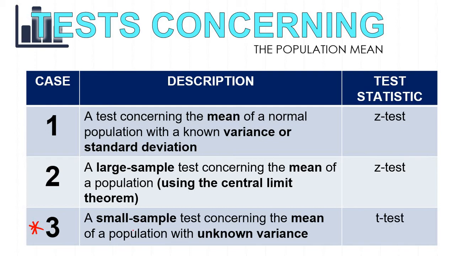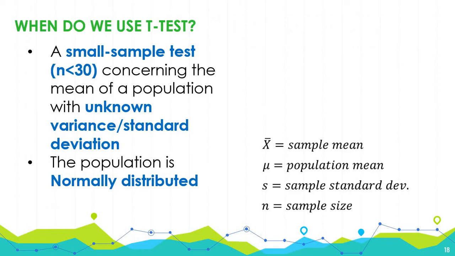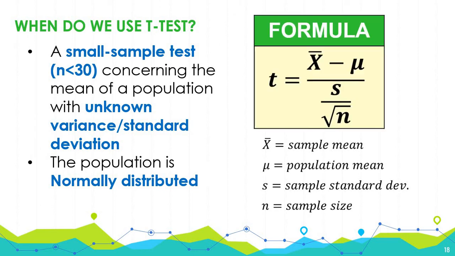So for t-test description, we are pertaining to a small sample test concerning the mean of a population and unknown variance. So for us to be able to elaborate when to use t-test, let's proceed with this slide. It was mentioned a while ago that t-test is more appropriate to use than z-test if the sample size is less than 30. So in this case, if our sample is less than 30, then we can consider it as a small sample. Now it's also stated here that there is no given variance or standard deviation about the population. Instead, what's given is the sample standard deviation and sample variance. Also, in t-test, the population should be normally distributed.